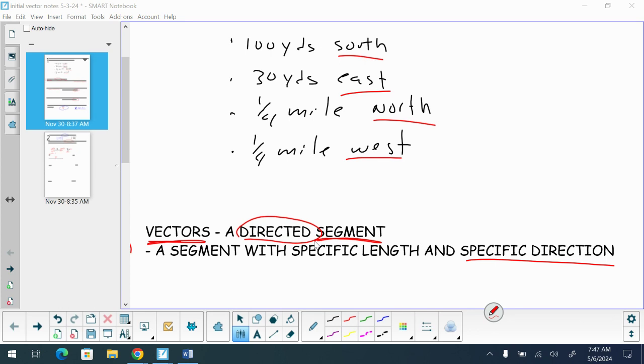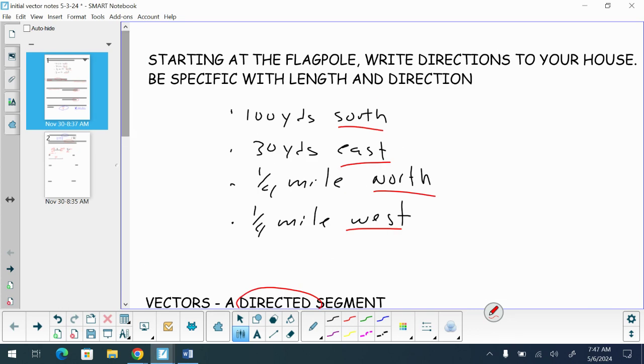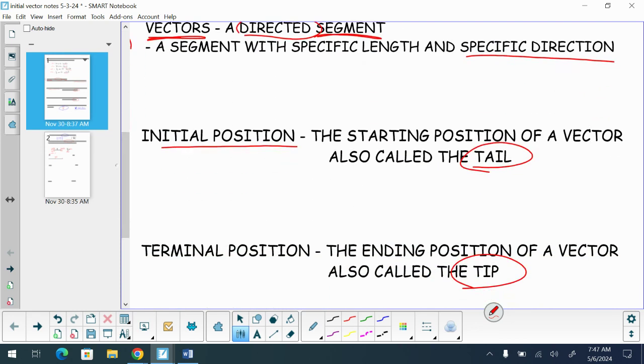So when we're talking about vectors, you're looking at the idea of going a specific length in a specific direction. As we talked about on Friday, giving ourselves directions from point A to point B to get to your house, those are all ideas of vectors. So we have a directed segment. You have to have an initial position, a tail, and a terminal position, which is called the tip.